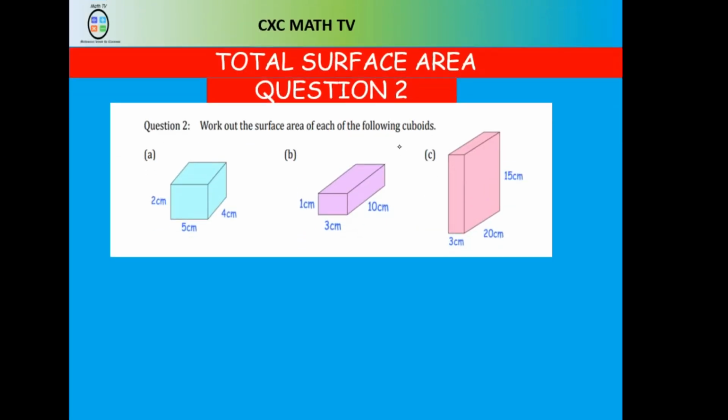Okay, now these are cuboids, right? Another easy question. But pause the video and attempt these for me.